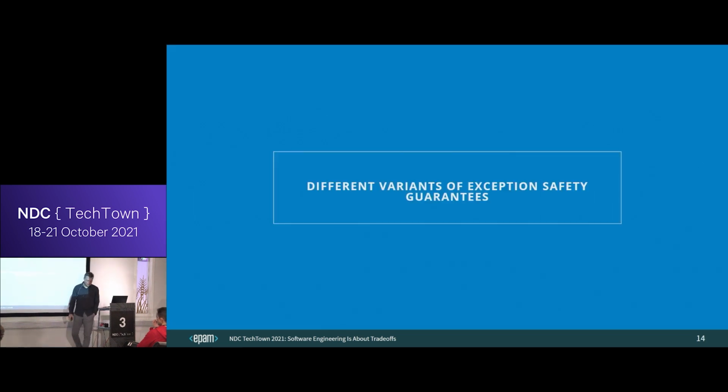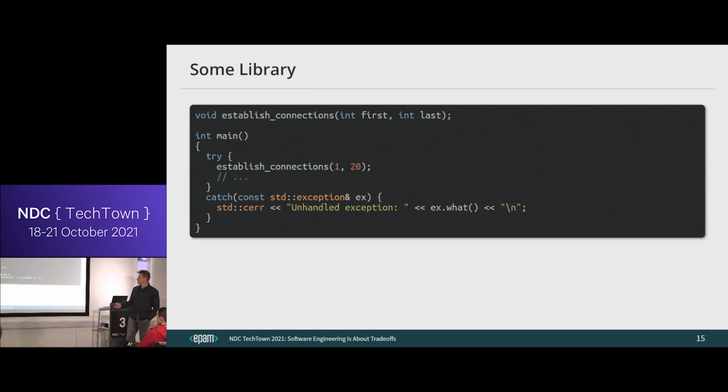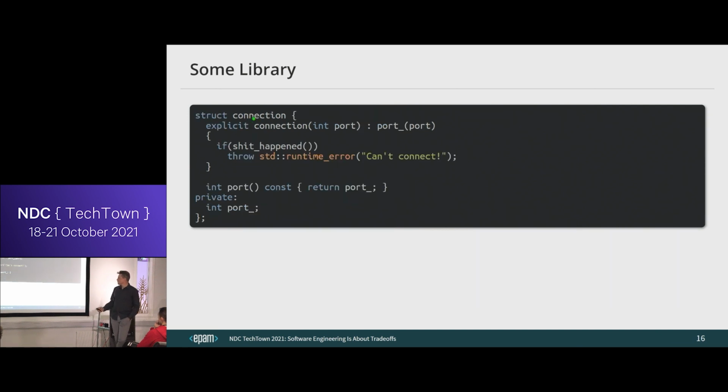Another interesting concern: different variants of exception safety. Let's consider such simple code. We have established connections, and let's say a port is represented by an int, so you have some first port and the last port, some range of ports we want to establish, from 1 to 20, for example, right? And it may throw, so you have exception handling here. Also, you have a structured connection that takes a port, stores the port here, and if something bad happened, we are throwing an exception, right? And returning port as a member here.